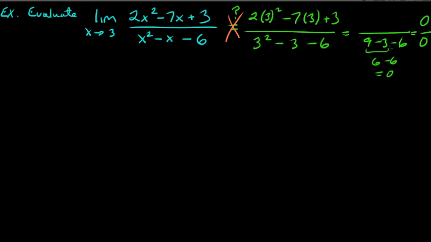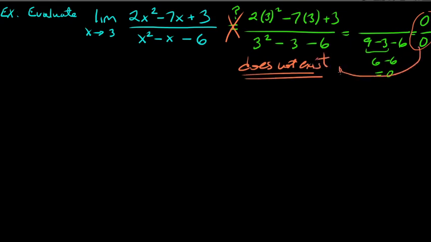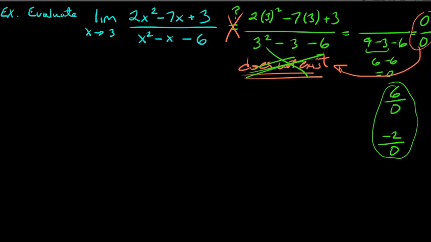Okay. The last thing you want to do is say, oh, well, wait a minute, 0 divided by 0 does not exist, so the limit does not exist. That's actually incorrect. Don't think that 0 divided by 0 means the answer does not exist. In fact, when you get 0 divided by 0, the limit usually does exist. It's when you get 6 divided by 0 or negative 2 divided by 0 that I think you're safe to say that the limit will not exist. But when you get 0 divided by 0, you will get a limit. So now how do we find that limit?